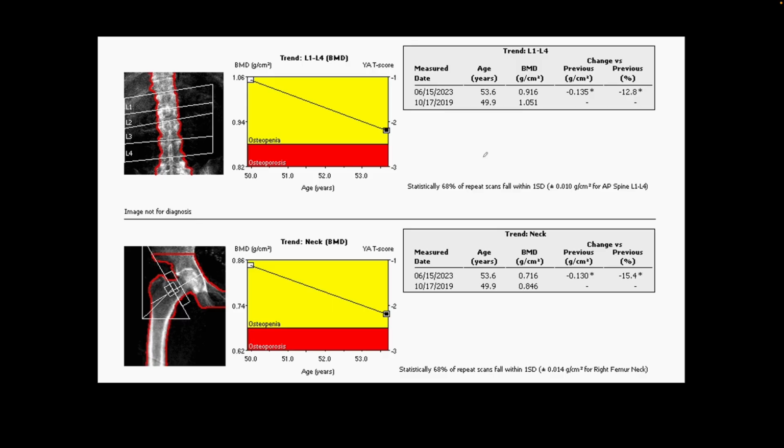This is our next patient. They underwent a DEXA scan, and we have two images, lumbar spine and the hip. We find that there has been a significant decrease compared to their study few years before the current study. And the same thing here on the spine, significant decrease in bone mineral density.